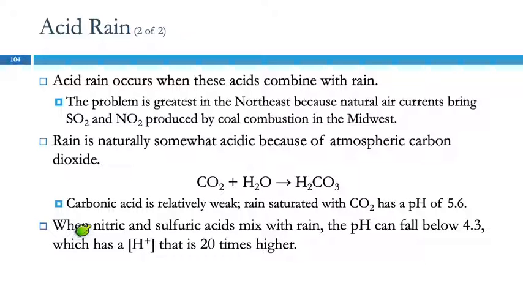When the nitric acid and sulfuric acid mix with the rain, then the pH is going to be lower. It can go below 4.3. Like 5.6, 4.3. This is a logarithmic scale, like the earthquake scale, right? So this is 20 times higher in concentration of hydronium ion than that one. That is a big deal, right?